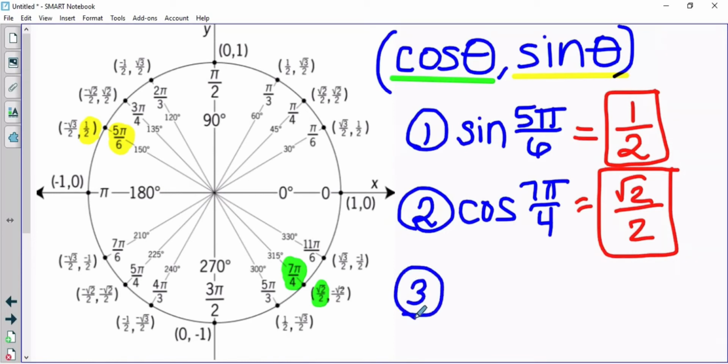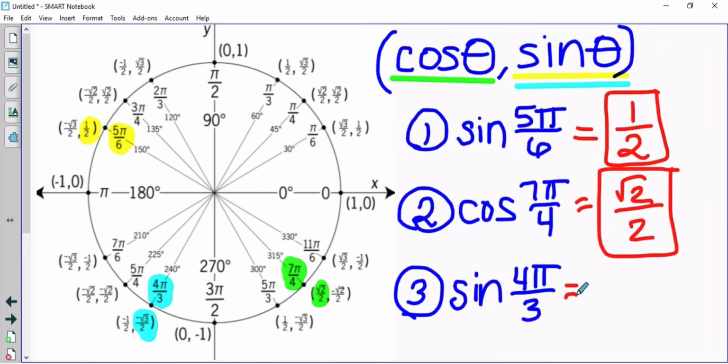You're going to want to keep your unit circle nearby. Number 3, let's try the sine of 4 pi over 3. Okay, the sine of 4 pi over 3. So we look at the unit circle, try to find 4 pi over 3. It's right here. Sine is my y-coordinate. And so my y-coordinate is negative the square root of 3 over 2. So my answer is going to be negative the square root of 3 over 2.